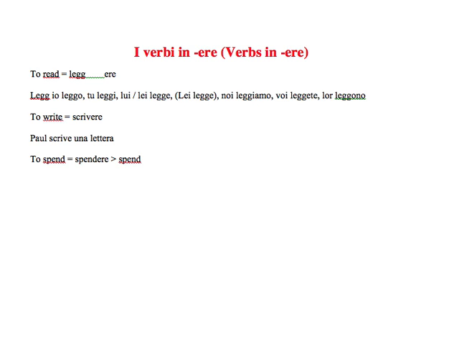Now, we, you know, we is noi. Then you check the ending. In this case it will be iamo, and you also have the table. So noi spend, and then you add iamo. Noi spendiamo molti soldi, and so on.